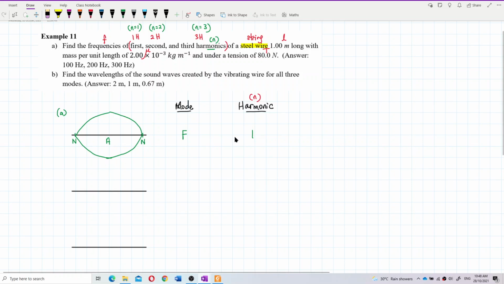Just write n equal to 1, harmonic 1. And then how about the second one? Going down below, we just add another half wavelength. So we get this one still is the node, and this one is still the node, but in the middle now we have another node. So it becomes like this.